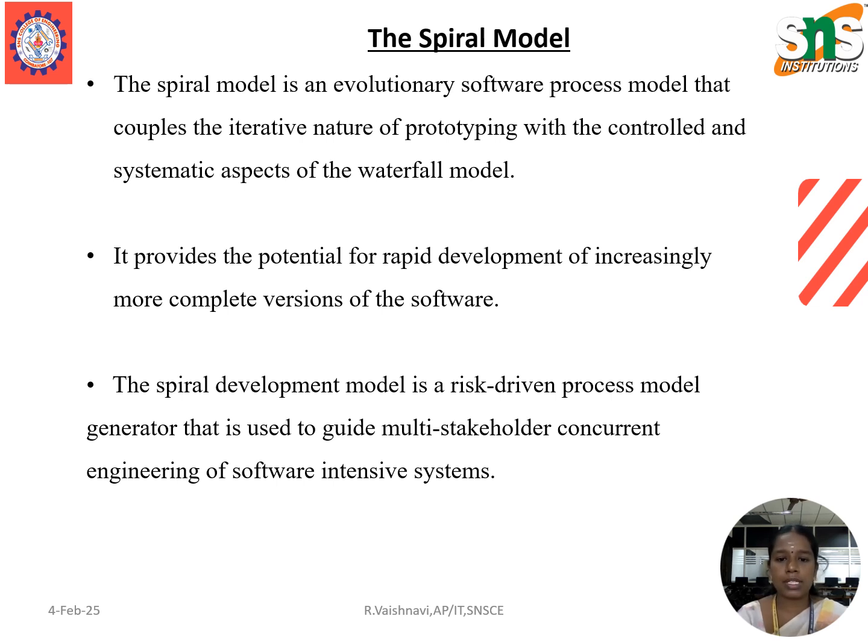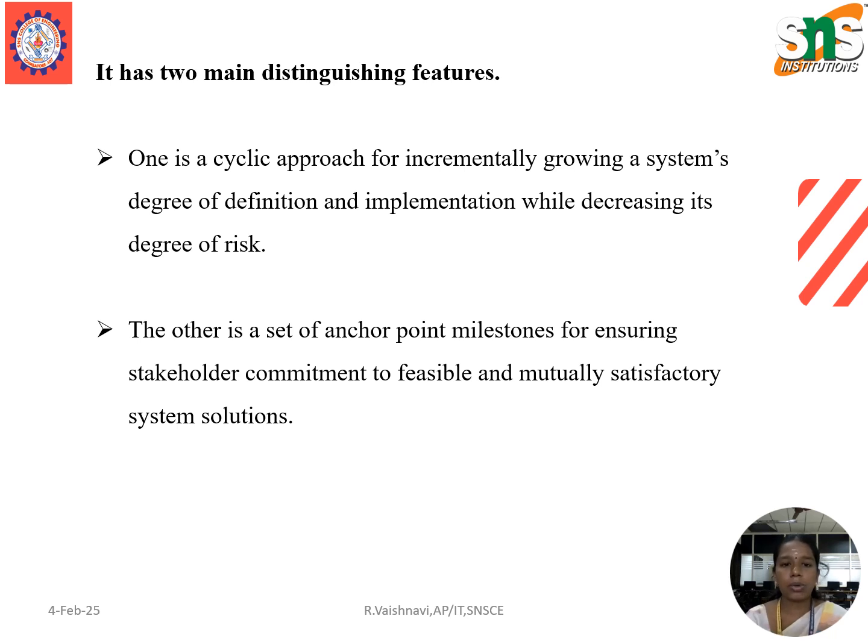The spiral model is a risk-driven process model that is used to guide a multi-stakeholder concurrent engineering of software-intensive systems. It has two main distinguishing features. One is the cyclic approach for incrementally growing a system's degree of definition and implementation while decreasing its degree of risk. The other is a set of anchor point milestones for ensuring the stakeholders' commitment to feasible and mutually satisfactory system solutions.